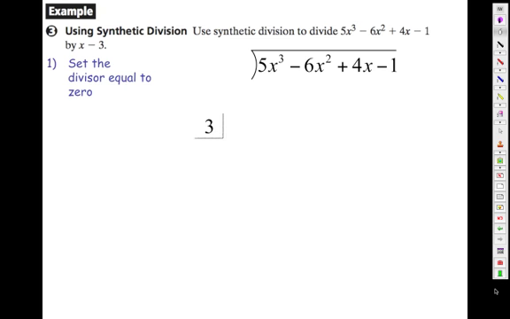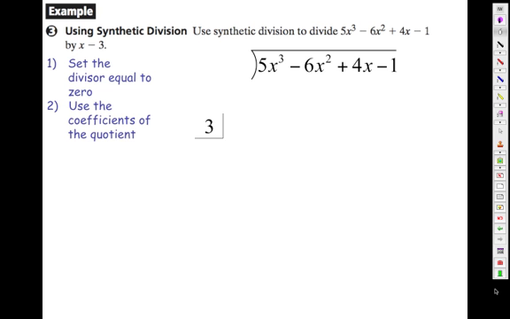Now that's going to be our little magic number that's going to go in a little box like this. And then step number 2, what we're going to do is we're going to use the coefficients of the quotient. Now the quotient is the thing that's underneath the divisor bar. So could you guys identify all the quotients that we see there? Now don't forget, a quotient also has the sign.